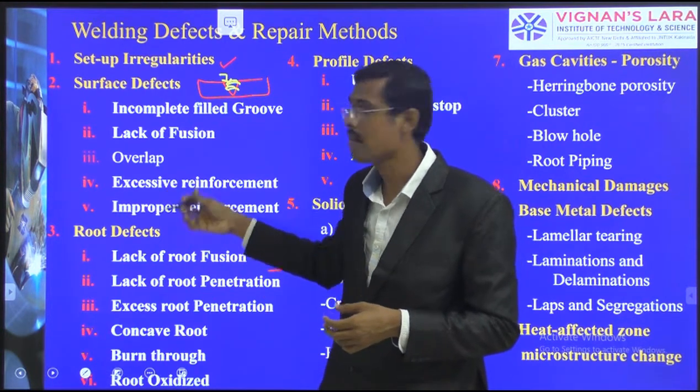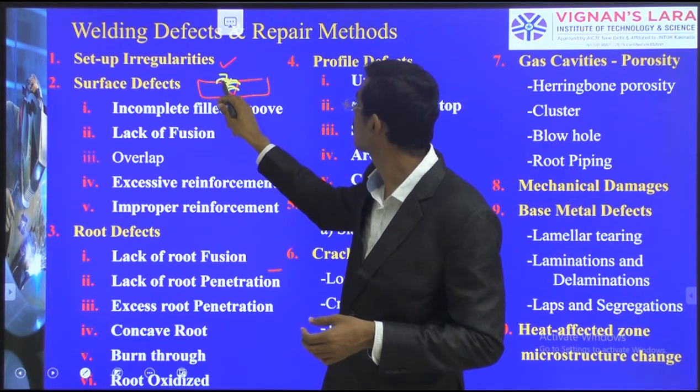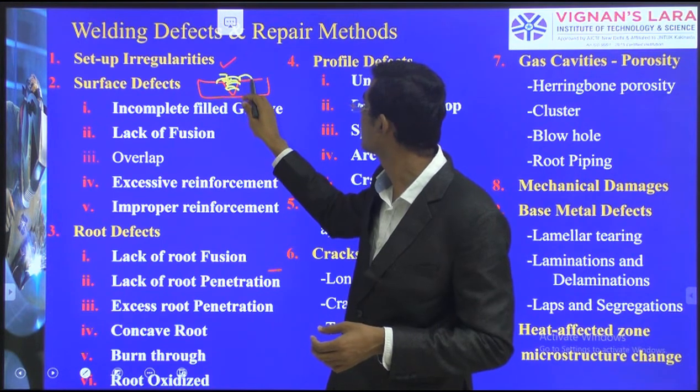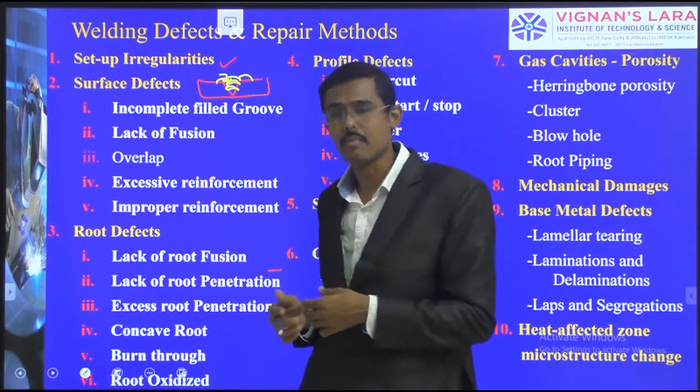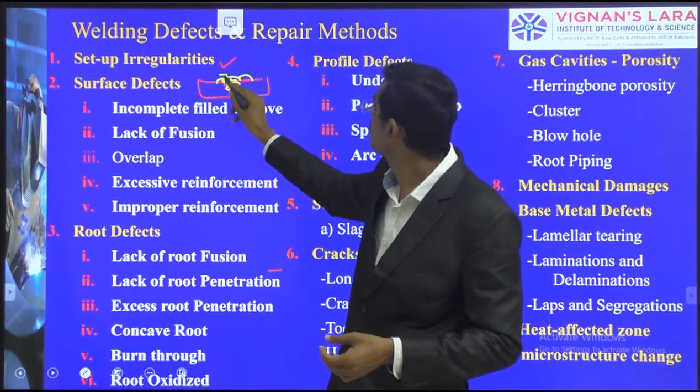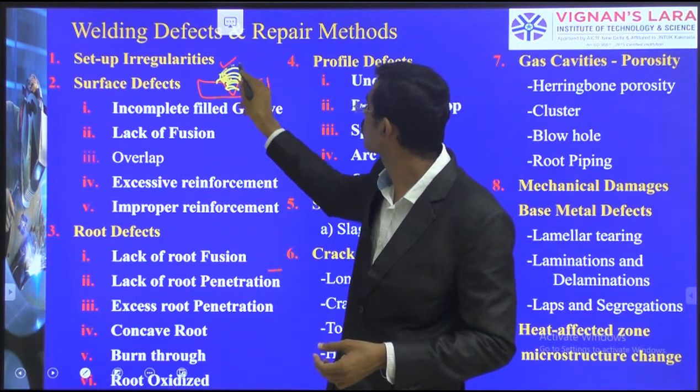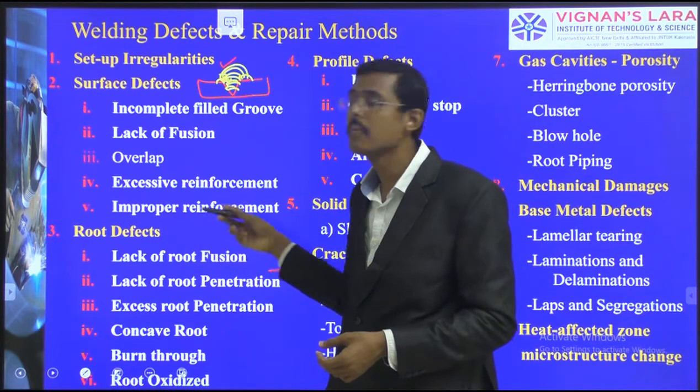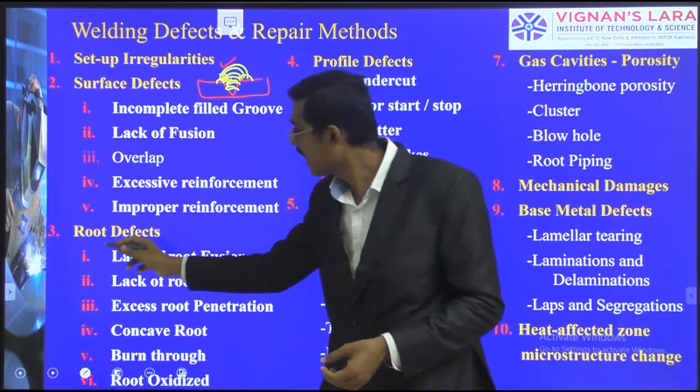And then overlap. Instead of welding only this zone, we are welding simultaneously here also. That is overlap. We will see them one by one. Then excessive reinforcement. The part above is the reinforcement, and excessive or improper reinforcement is a defect.